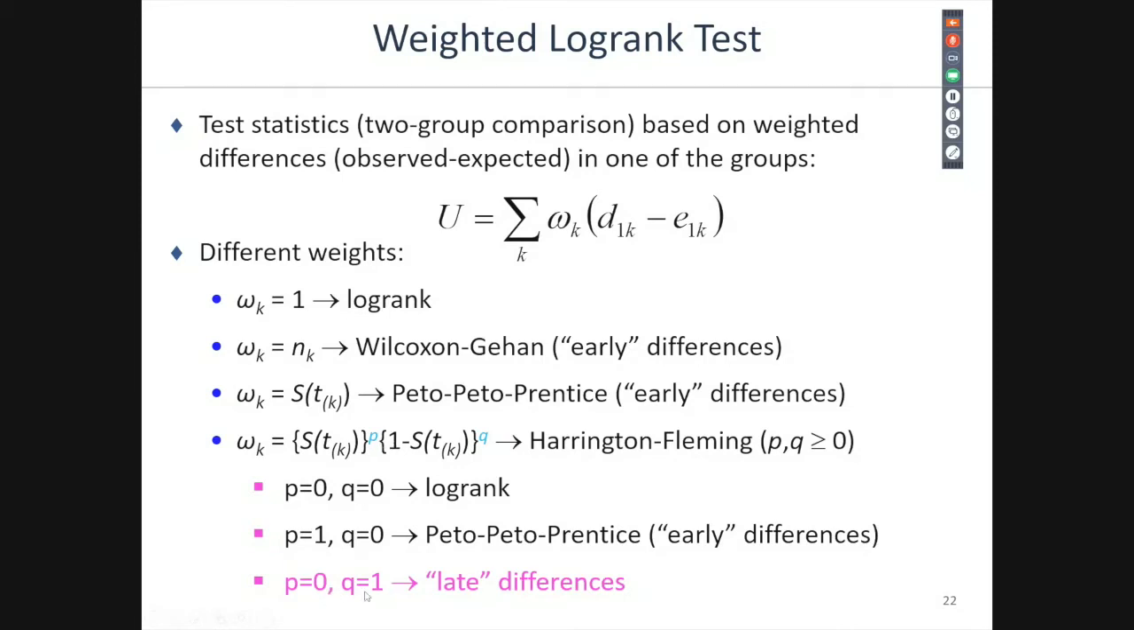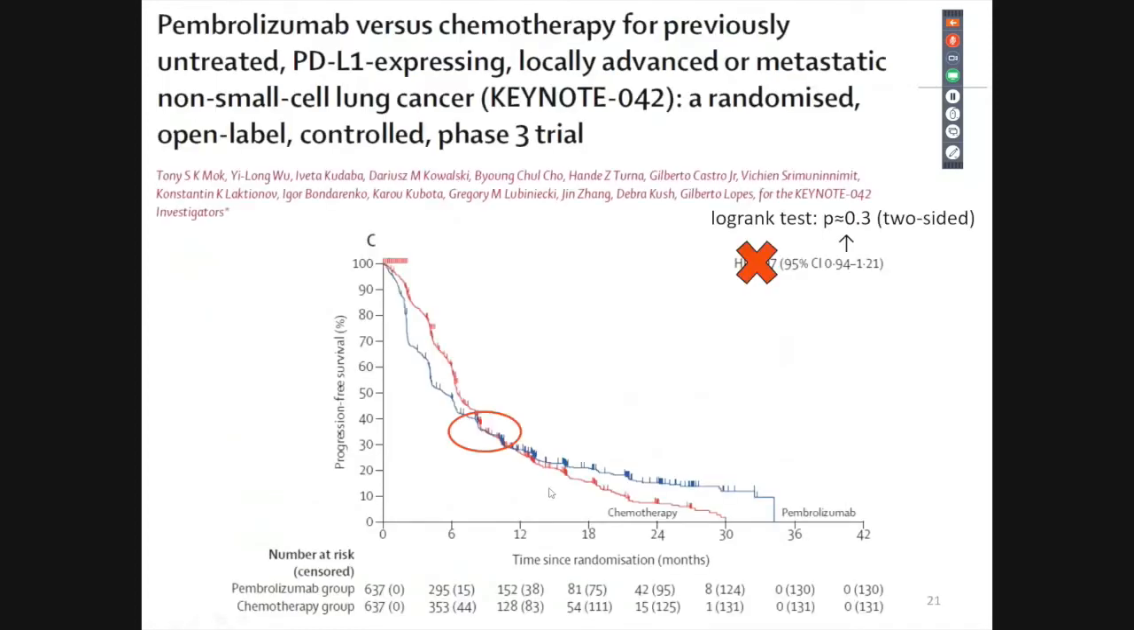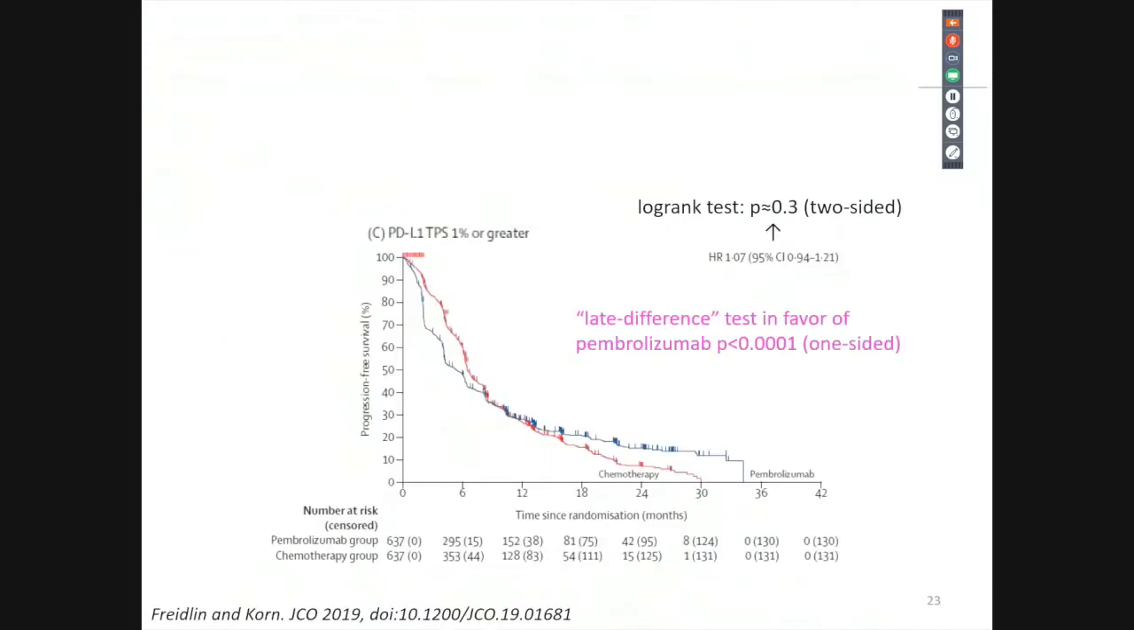But by using, for instance, P equal to 0 and Q equal to 1, we could look at the late differences. So it would mean that we could actually give more weight to these differences and have a test which captures these differences. And in this case, it would probably be favorable to the non-chemotherapy treatment, to Pembrolizumab.